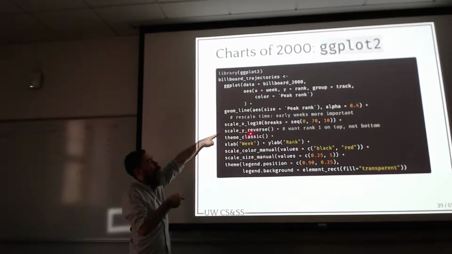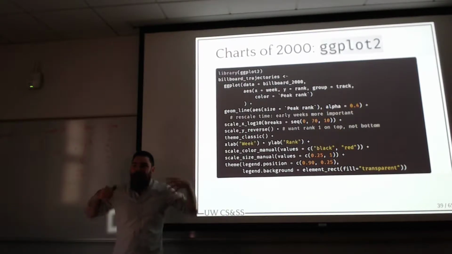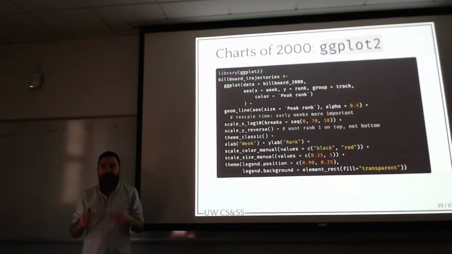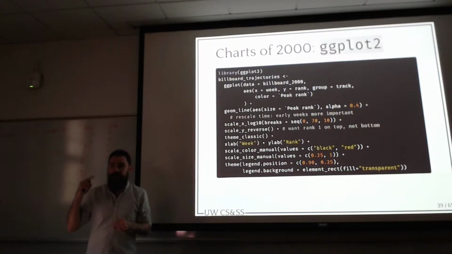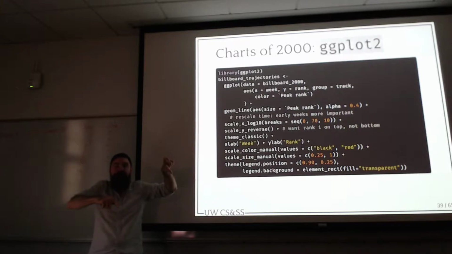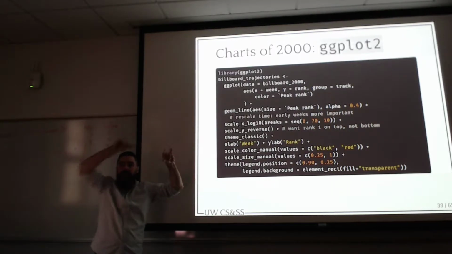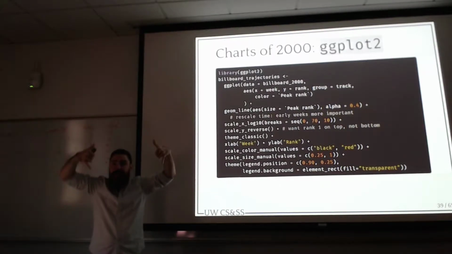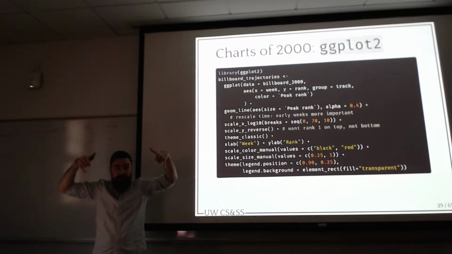I do scale Y reverse. So if you remember, the best rank in the Billboard Top 100 is 1 and the worst rank is 100. If I plotted it normally, songs that hit number 1 would be hitting number 1 down here and then climbing back up to worst. What this is doing is it's just flipping that up, so number 1 is at the top. Okay?